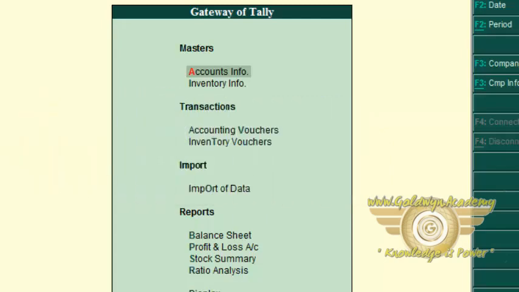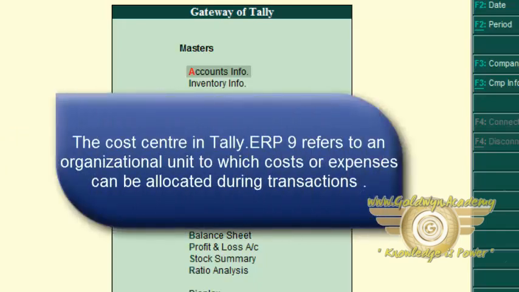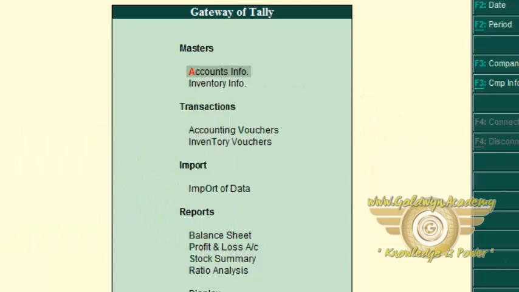Cost center in Tally ERP9 refers to an organizational unit to which cost or expenses can be allocated during transactions, while the cost category is used to accumulate cost or profits for parallel sets of cost centers. For example, you can use cost center to track expenses of each employee, while cost category can be used to see the effectiveness of each project.